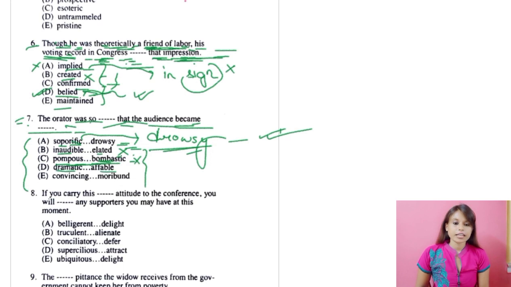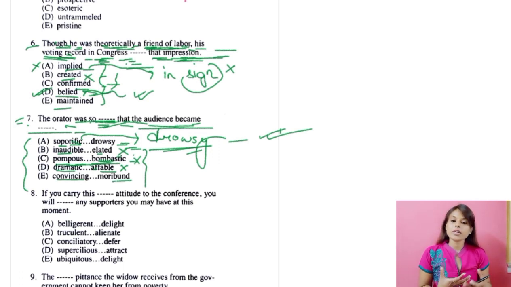Next is dramatic and affable. Dramatic means, you all know, drama, and affable means pleasant, friendly and easy to talk to. So they are talking about the orator being so dramatic that the audience became affable. No, it's not making any good sense. If the orator was dramatic, the audience became friendly? Affable means friendly, so suddenly the audience became friendly. No, this can't happen. I'm striking this out. This is wrong.